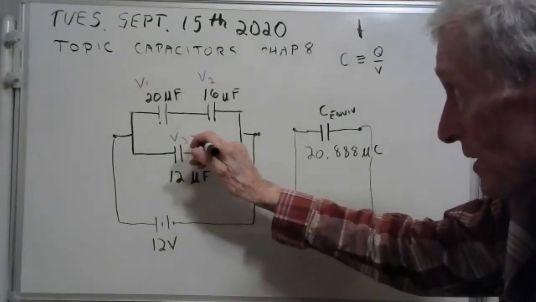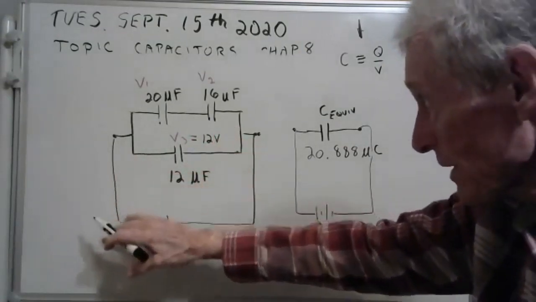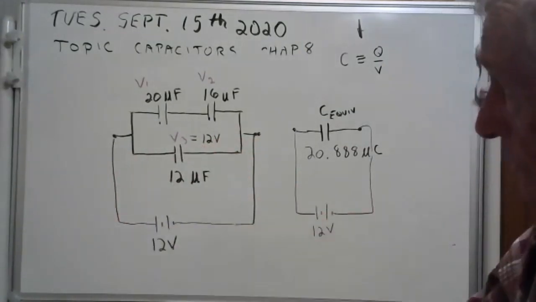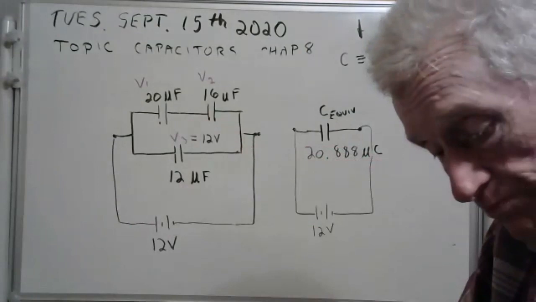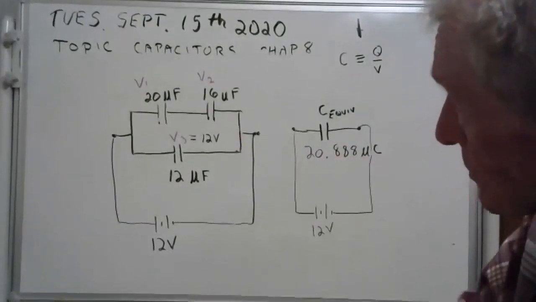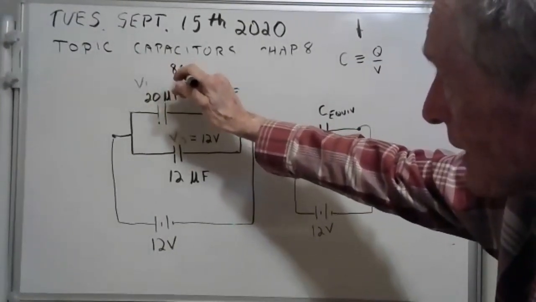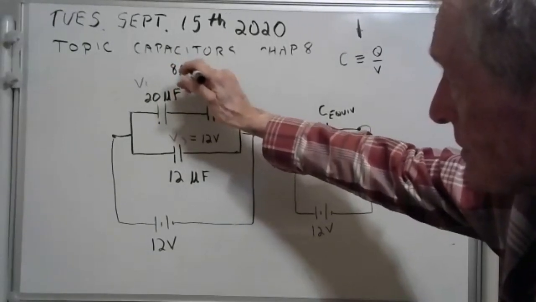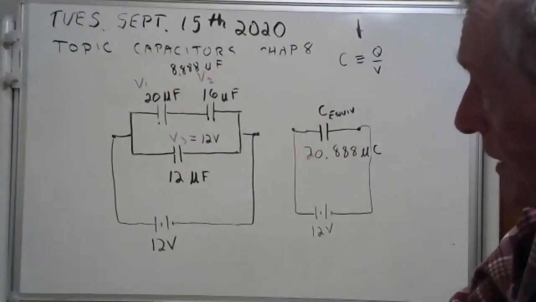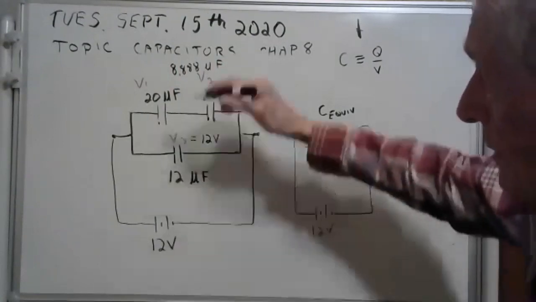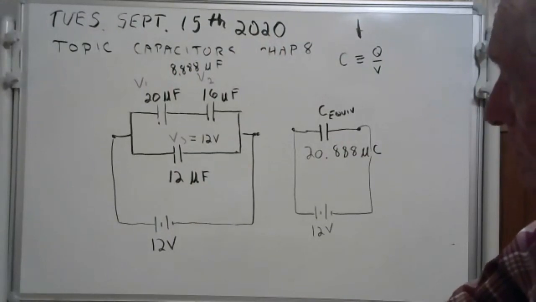Now this one's pretty easy. I know what this one's going to be. It's going to be 12 volts, because it's connected directly across the 12 volts. So that's 12 volts. That's not a problem. Now these two together, though, do they make 8.8, a whole bunch of 8s, microfarads? Isn't that what they make when you put them in series like that? I think that's right.